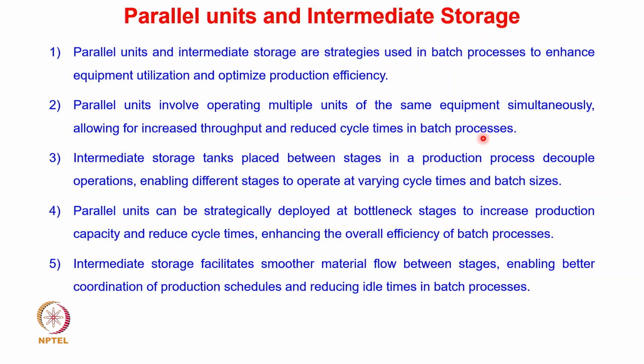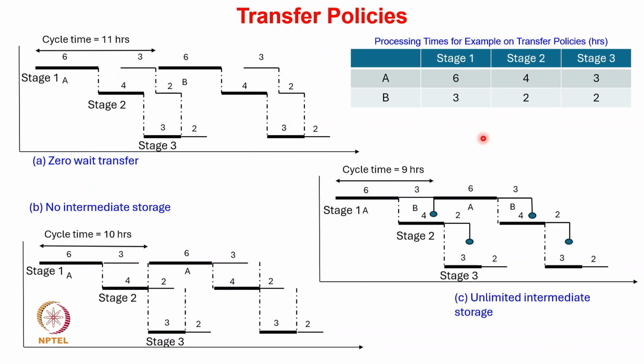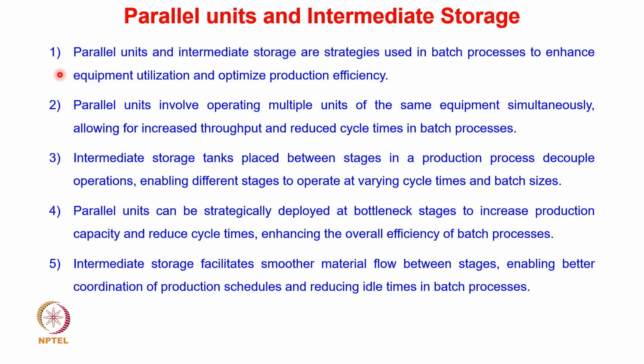So what we are trying to say here is, you can see that this particular stage 1 is the bottleneck, isn't it? So I can have multiple stage 1 units, and that is something called a parallel unit. So parallel units, you can see, involve operating multiple units of the same equipment simultaneously, allowing for increased throughput and reduced cycle times in batch processes.